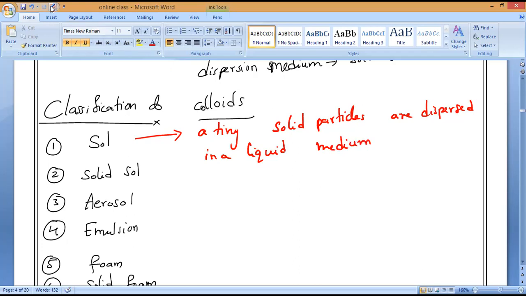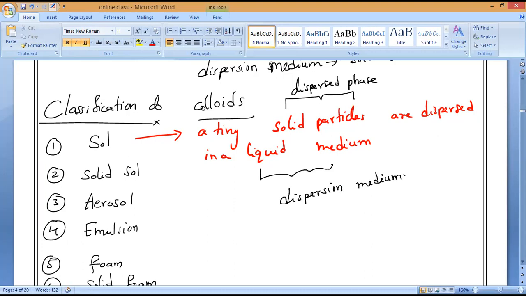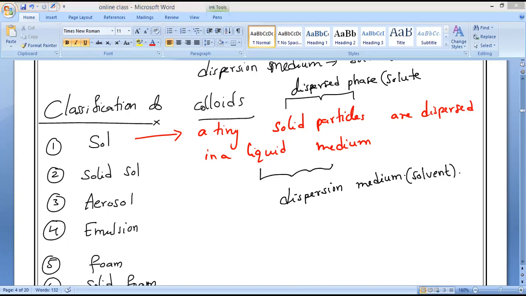Then the solid particles are called what, everybody? Dispersed phase. And the liquid medium is called the dispersion medium. So whenever you get a sol, solid is the dispersed phase, meaning solute, and the liquid is the solvent. Okay, please respond. That is the first one. Examples I will teach you later; more examples also I will teach you.